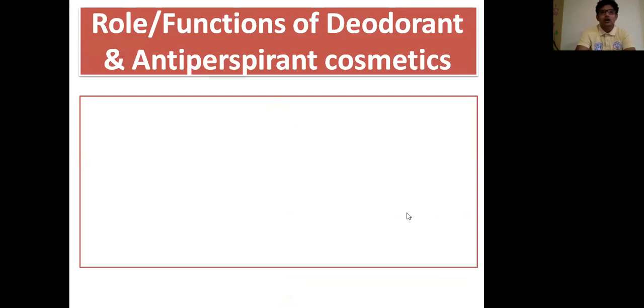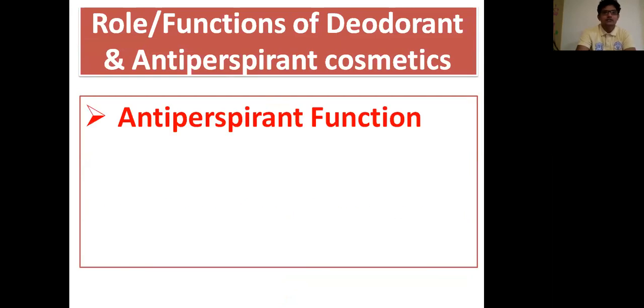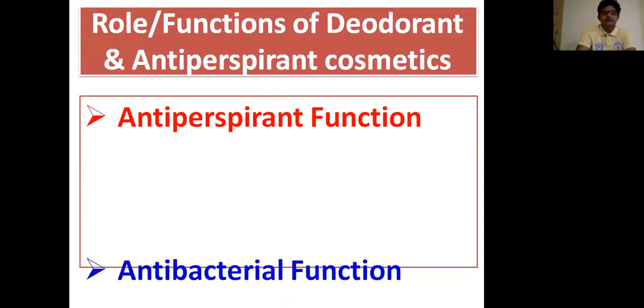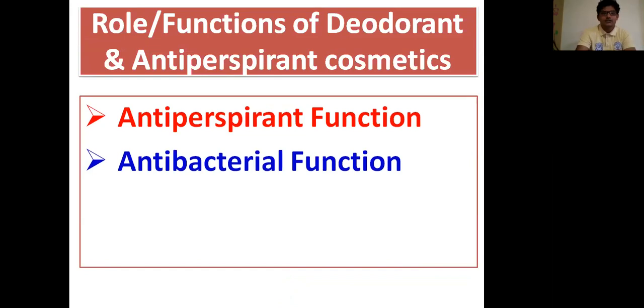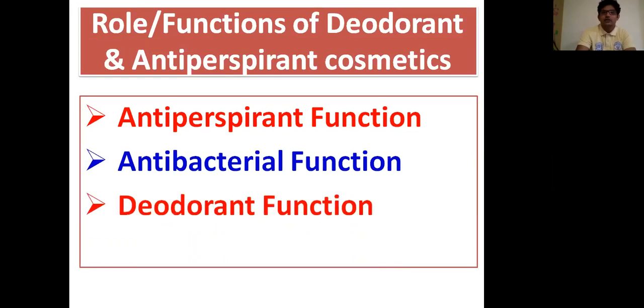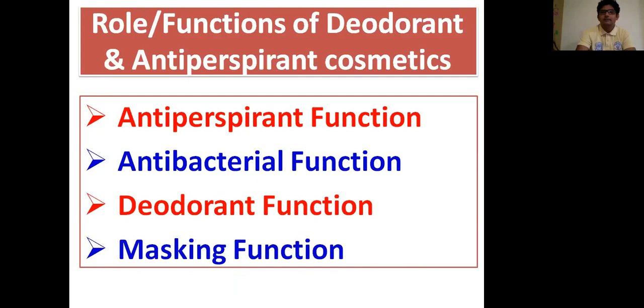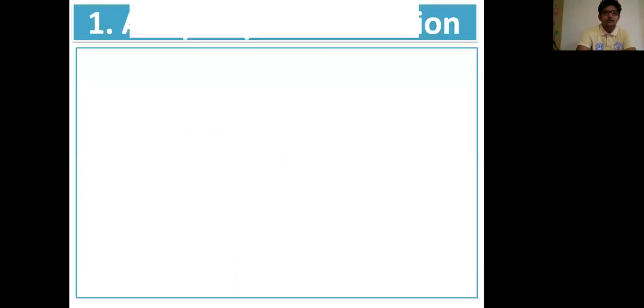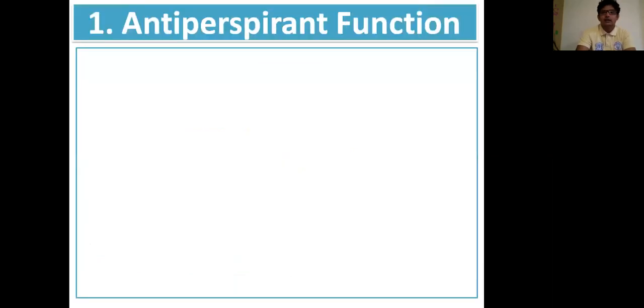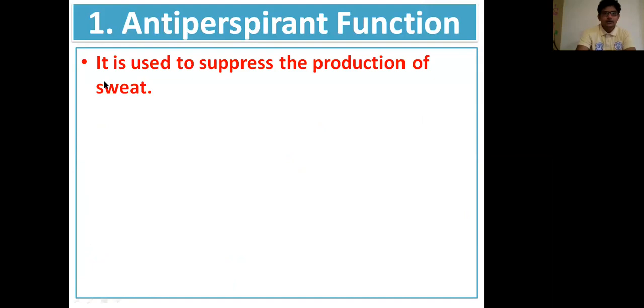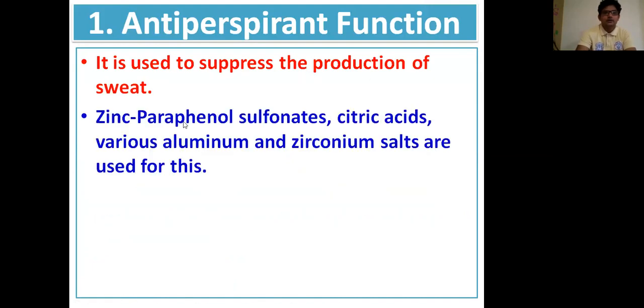So here are the functions of deodorant and antiperspirant cosmetics. The first function is the antiperspirant function, second is the antibacterial function, third is the deodorant function, and fourth is the masking function. So we are going to discuss in detail each of these functions. Here the first is the antiperspirant function. It is used to suppress the production of sweat.